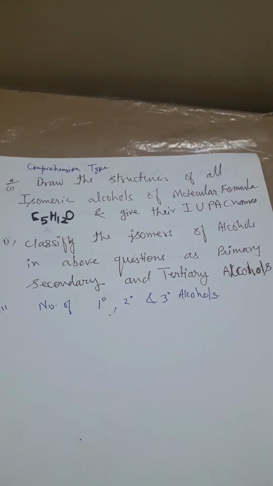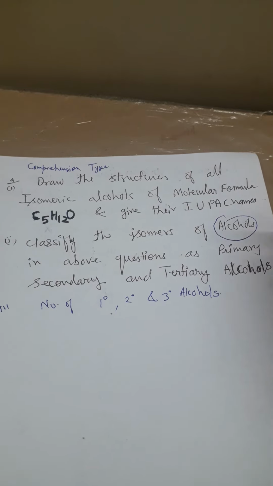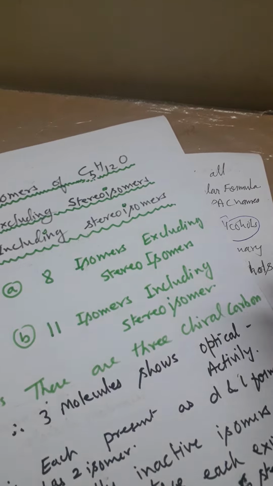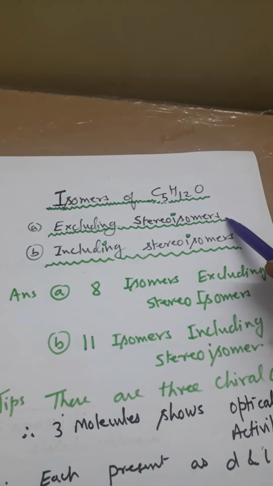Okay, they can ask about ether also, but we have discussed here only alcohols. See here, isomers of alcohols, not about ether. Okay, now see here, isomers of C5H12O excluding stereoisomers, including stereoisomers.